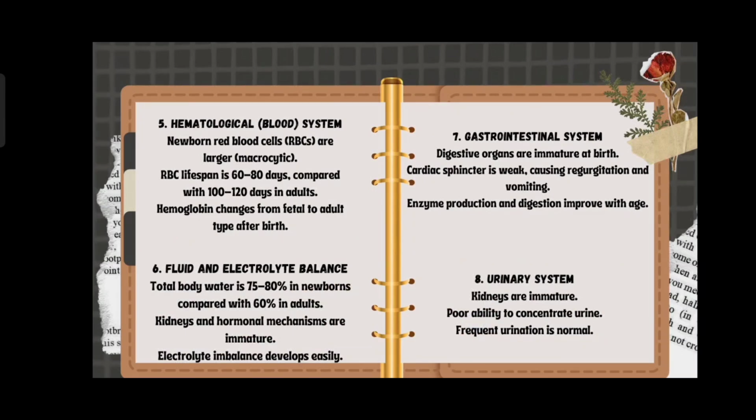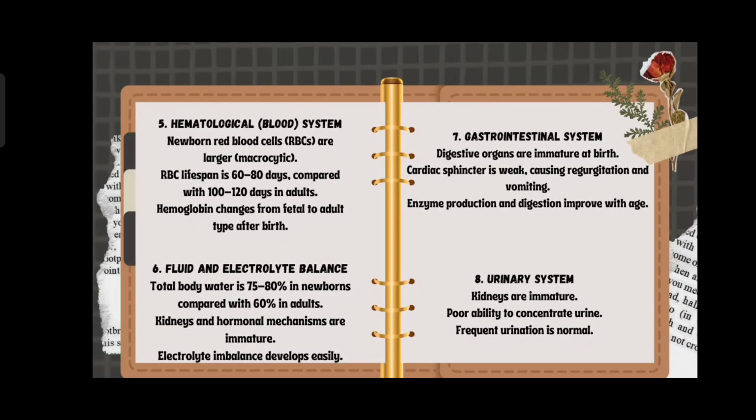Then the next one is the hematological system, or the blood. The newborn RBCs are larger than the adult RBCs. Then the RBC lifespan is 60 to 80 days, when compared to the adult. For the adult, the RBC lifespan is 100 to 120 days. Then the hemoglobin changes from fetal to adult type after birth itself.